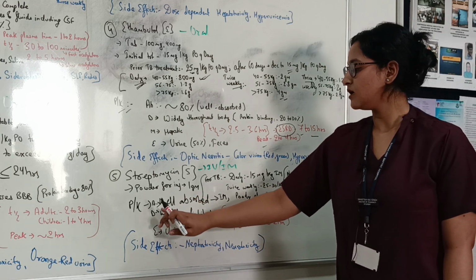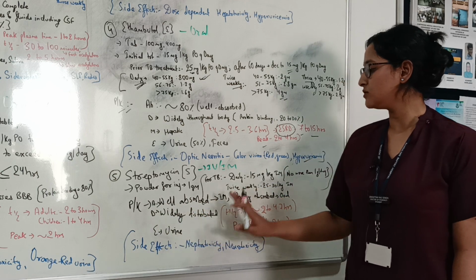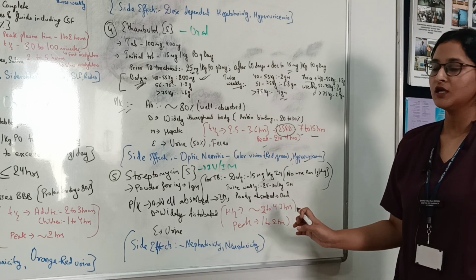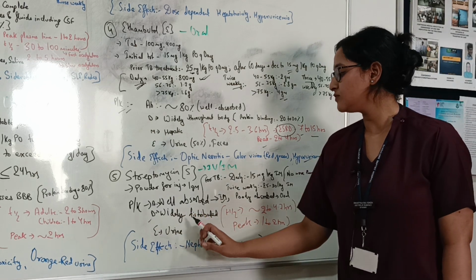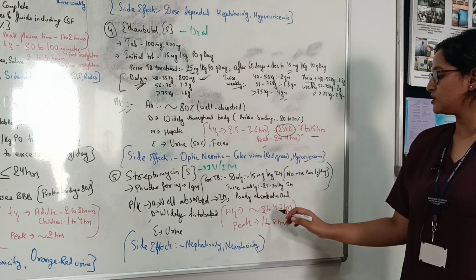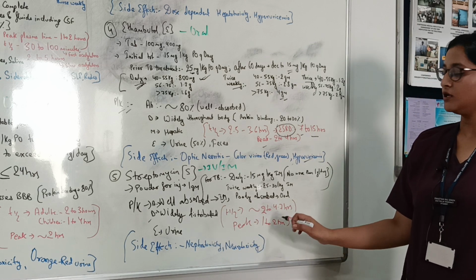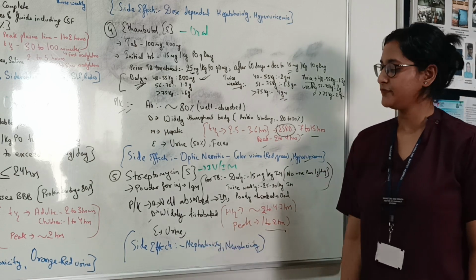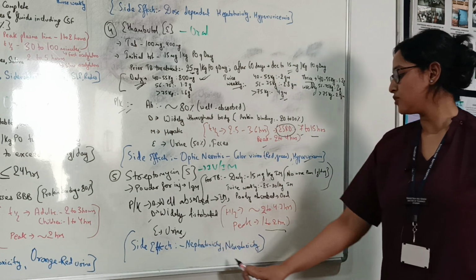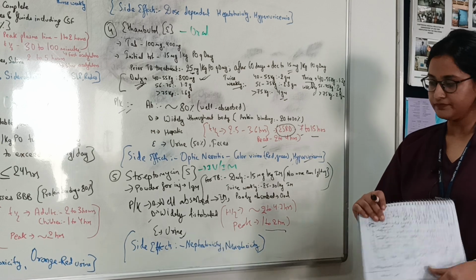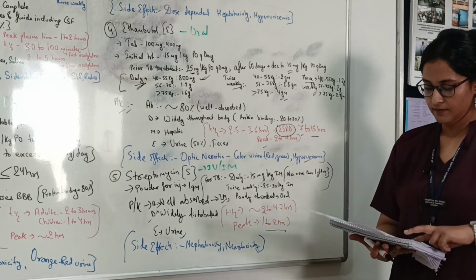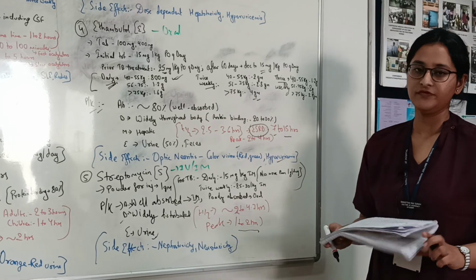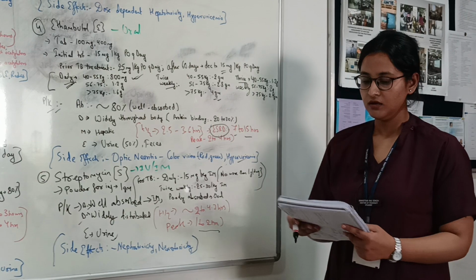Coming to pharmacokinetics, streptomycin is well absorbed in intramuscular form and poorly absorbed in oral form, and widely distributed. The T half-life is approximately 2 to 4.7 hours. The peak plasma time is 1 to 2 hours, and it is excreted through urine. Side effects are nephrotoxicity and neurotoxicity, as well as hypersensitivity. Yeah, that's it.